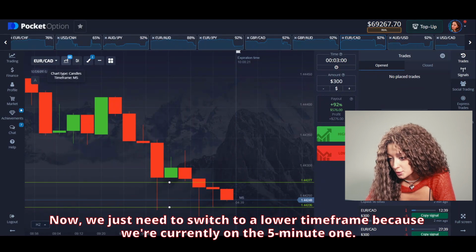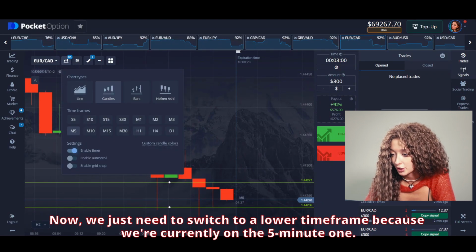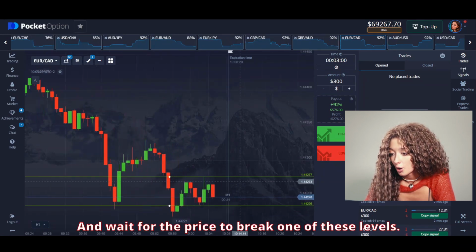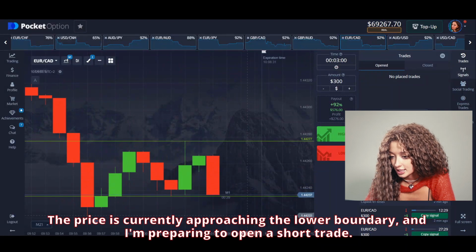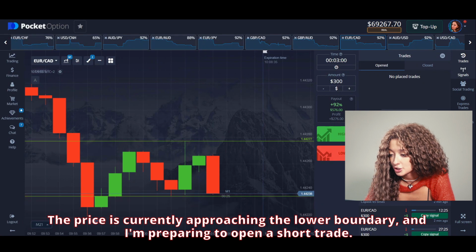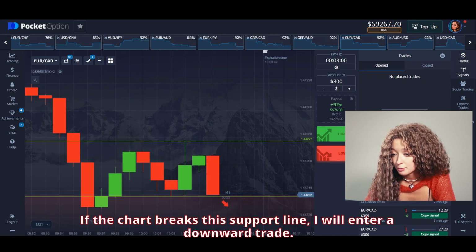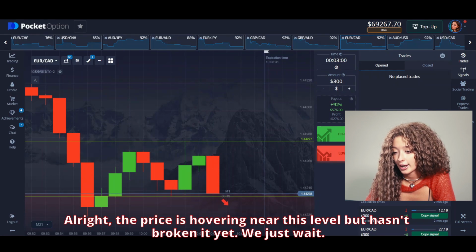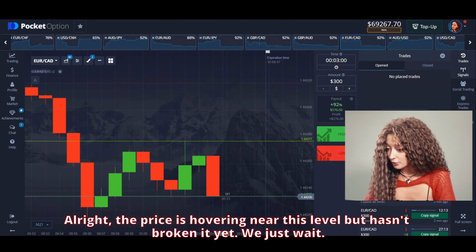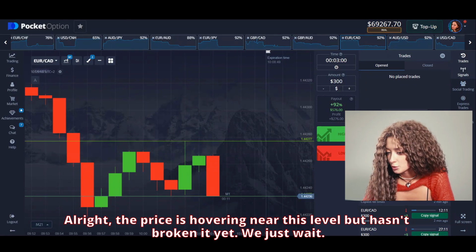Now we just need to switch to a lower time frame, because we're currently on the 5-minute one, and wait for the price to break one of these levels. The price is currently approaching the lower boundary and I'm preparing to open a short trade. If the chart breaks this support line, I will enter a downward trade. Alright, the price is hovering near this level but hasn't broken it yet, so we just wait.